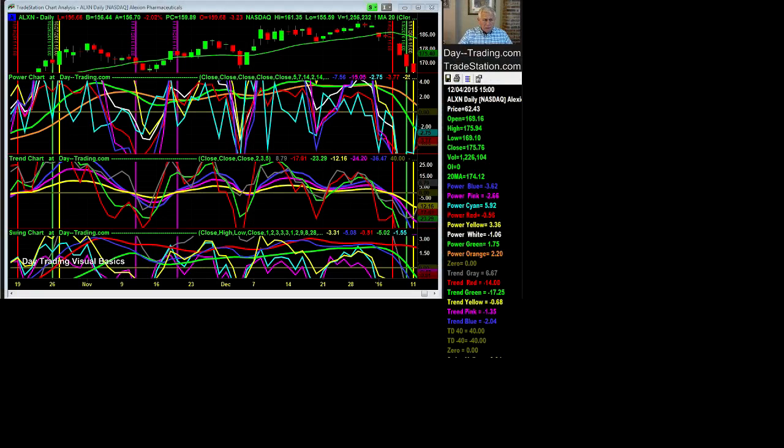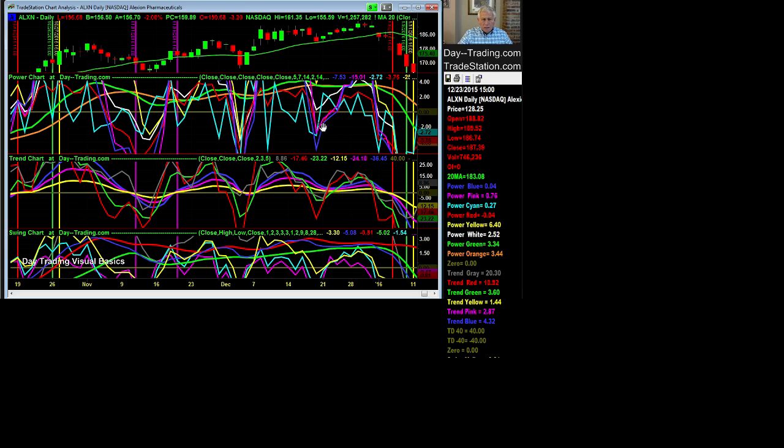I'm in a symbol called ALXN. It's Alexion Pharmaceuticals. And in this particular case, this yellow, green, and red line over on the right are in January of 2016, and then we've got a little bit in November and December.